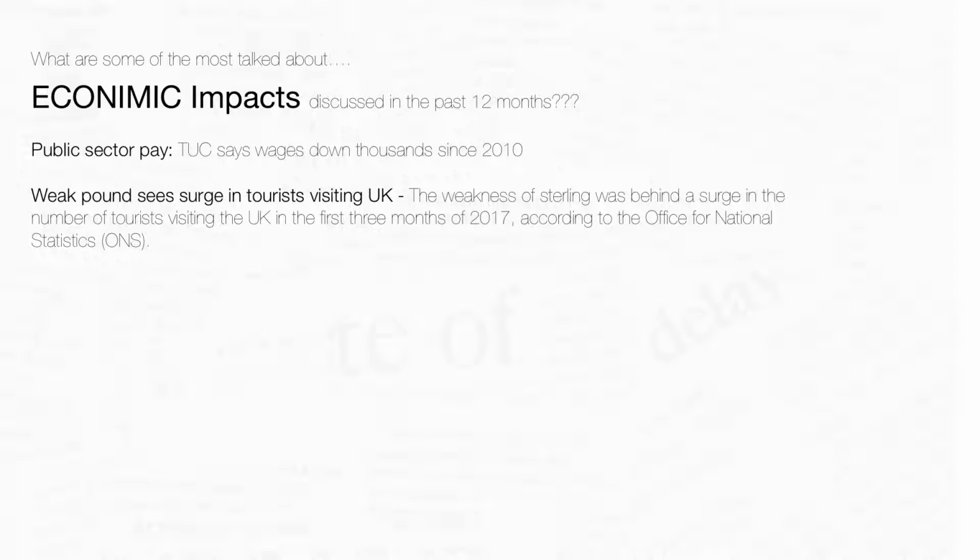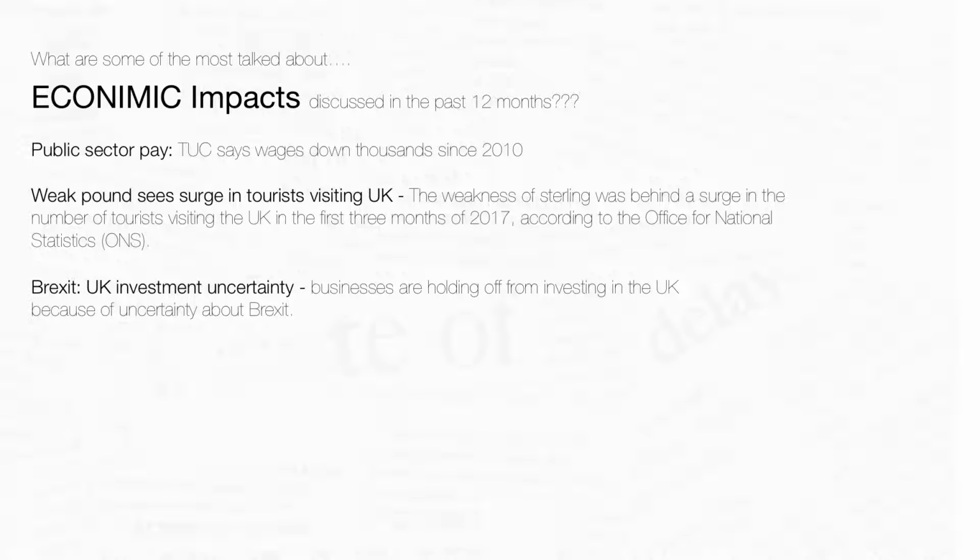Weak pound sees surge in tourism visiting the UK. The weakness of the sterling was behind a surge in the number of tourists visiting the UK in the first 3 months of 2017, according to the Office for National Statistics. This has also had a huge impact on retail, as these visitors are spending a huge amount on fashion within the UK. So again, a massive impact within the fashion industry.